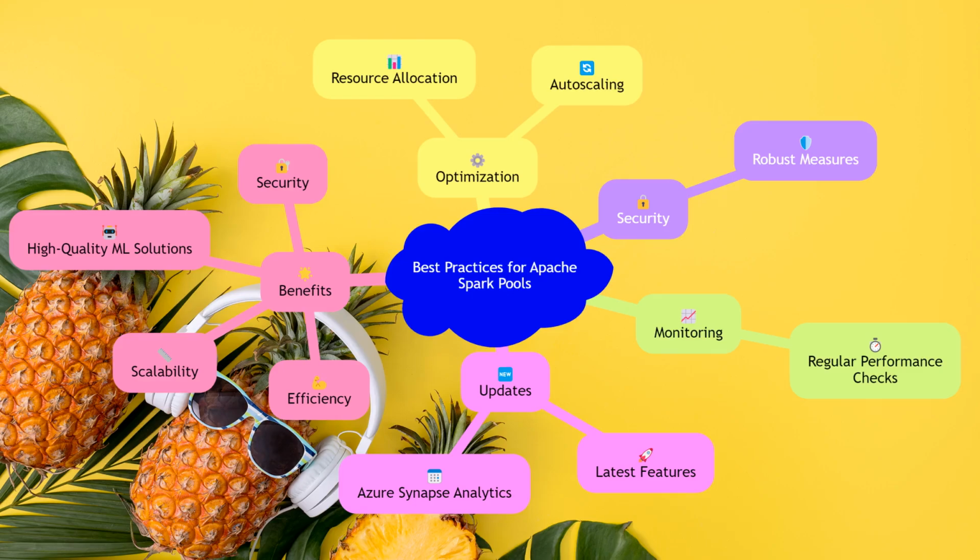To get the most out of your Apache Spark pools, it's important to follow best practices. These include optimizing resource allocation, using auto-scaling, regularly monitoring performance, and implementing robust security measures. Additionally, it's important to stay up to date with the latest features and updates from Azure Synapse Analytics, as these can provide new capabilities and improvements. By following best practices, you can ensure that your Spark pools are efficient, secure, and scalable, enabling you to build and deploy high-quality machine learning solutions.